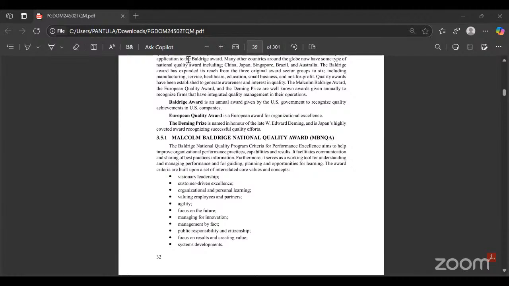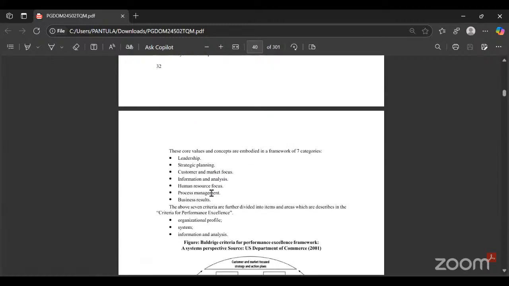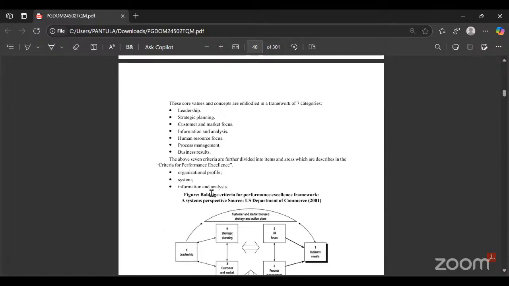The Malcolm Baldrige National Award focuses on visionary leadership, customer-driven excellence, organizational and personal learning, valuing employees and partners, agility, focus on the future, managing for innovation, management by fact, public responsibility and citizenship, focusing on results, and creating value through a systems perspective. These are the core values and concepts. There are 7 categories given: leadership, strategic planning, customer and market focus, information and analysis, human resource focus, process management, and business results.